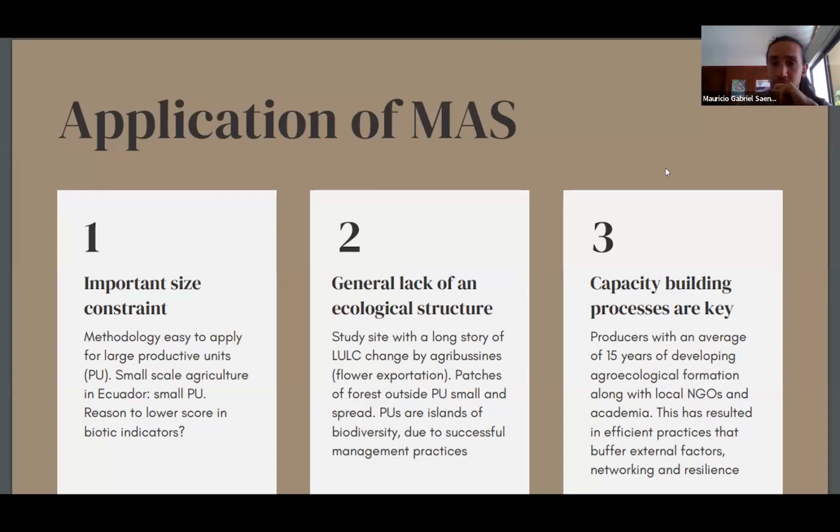Apart from that, we see that the process of capacity building is really important. The producers we've been interviewing and accompanying in this process have had at least 15 years of cooperation with local NGOs in terms of agroecological transition. So we see that despite the fact that there's nothing we can do as producers about controlling the landscape conversion, knowledge can be counteractive in terms of enhancing agroecological transition and production.